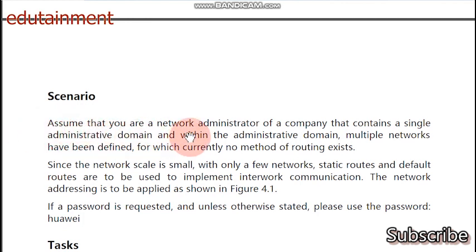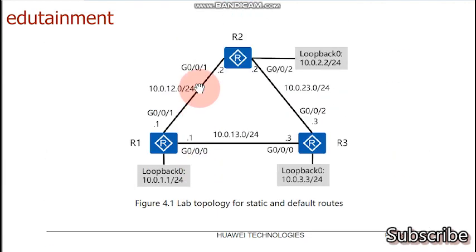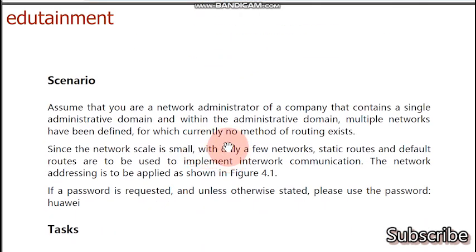Assume that you are a network administrator of a company that contains a single administrative domain, and within the administrative domain multiple networks have been defined. As we can see here, there are three networks: this network, and this network. So there are multiple networks, and currently no method of routing exists. That means there is no method of connecting these three networks with each other. So that's why we are using the static route commands here.